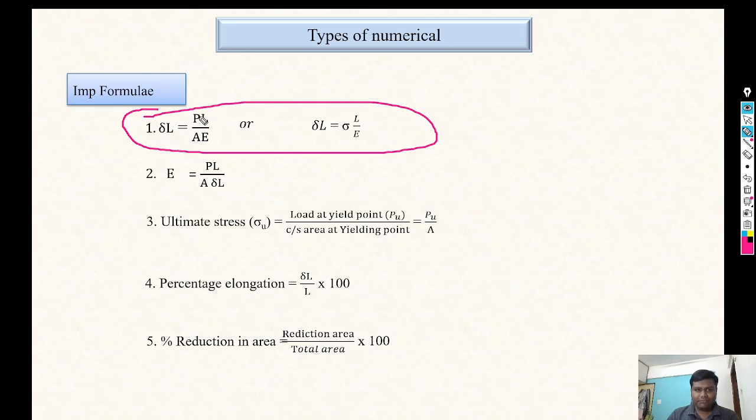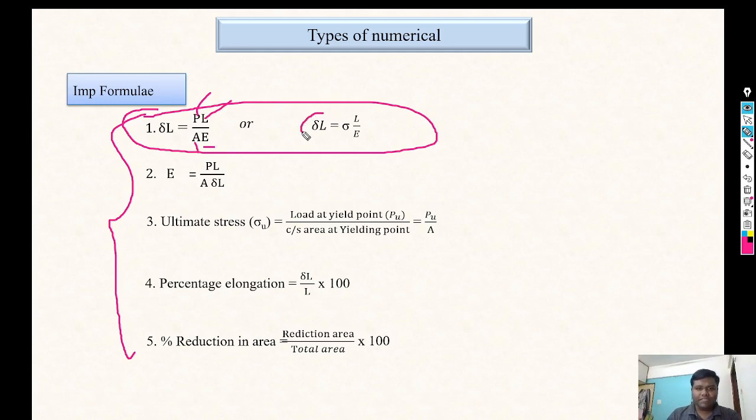Delta L equals PL by AE, where P is the axial force or any force that we apply on the body, L is the length of that section or the body, A is the area of section, and E is the modulus of elasticity. Okay, so already we have derived that formula in the first video. So just go to that video. You can see all the theoretical parts, all the formulas. Whatever formulae I have given over here, five formulas are there. All formulas we have discussed in the last videos.